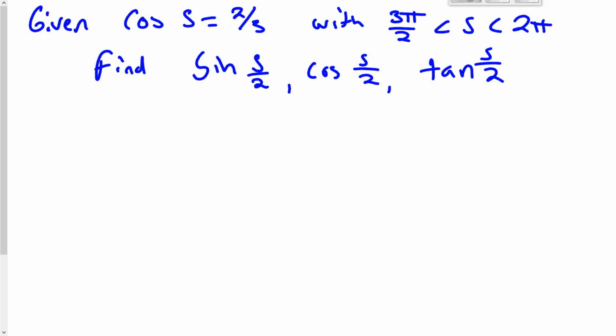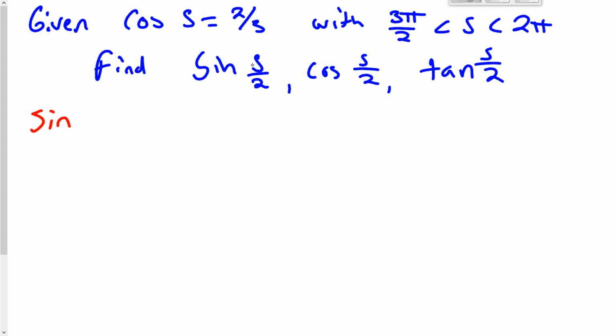Okay, so here's another example. Dealing with cosine. Cosine of s is given as 2/3. And we're in the, what quadrant are we in? 3 pi over 2 and 2 pi. So s is in the fourth quadrant. We want to find the sine of s over 2, cosine of s over 2, and tangent of s over 2. So basically we want to find all 3 of the half angles.